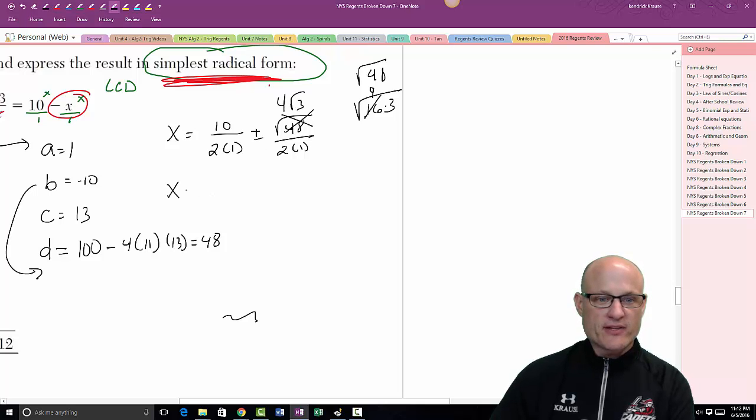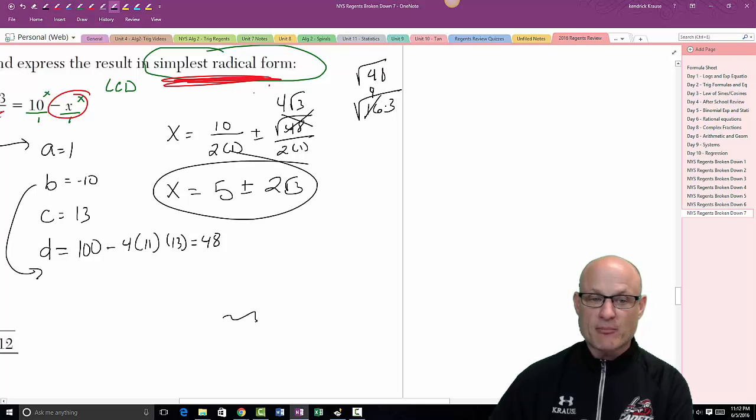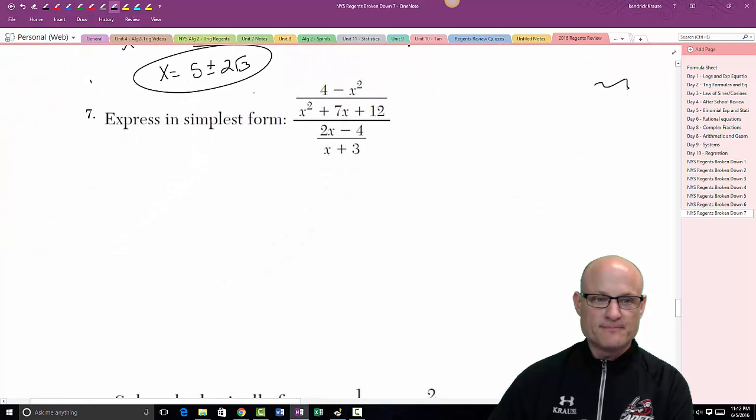And if I simplify this, I get x equals 5 plus or minus 2 radical 3, which is the same answer as I got before. So either way, you're all right.